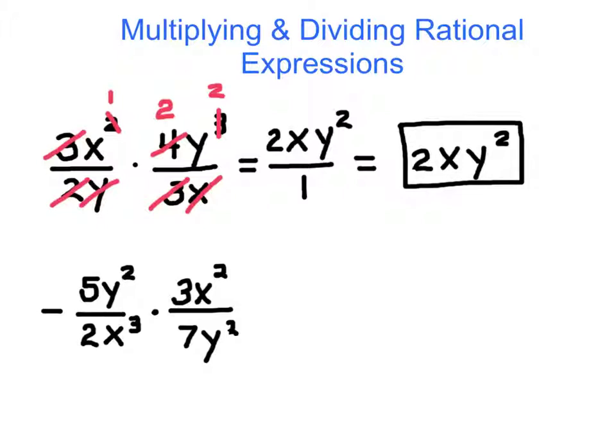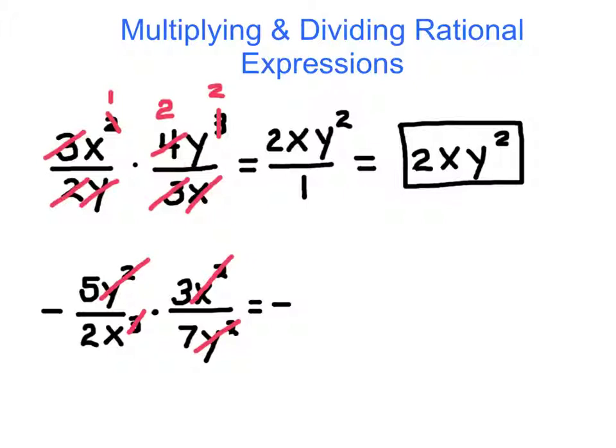Here's another product of two rational expressions. Notice the negative sign out front. I can immediately move that negative sign out front into my answer. Do we have anything that cancels out? Let's see. We have a y squared in the numerator and a y squared in the denominator. They cancel out. We have an x squared in the numerator that cancels out with 2 of the x's in the denominator. So nothing else cancels out.